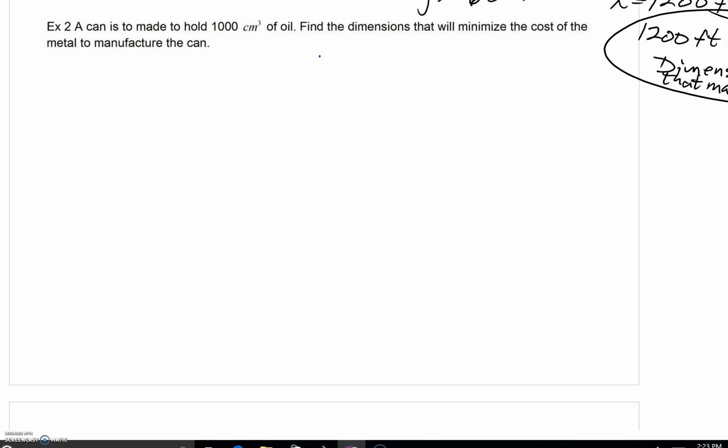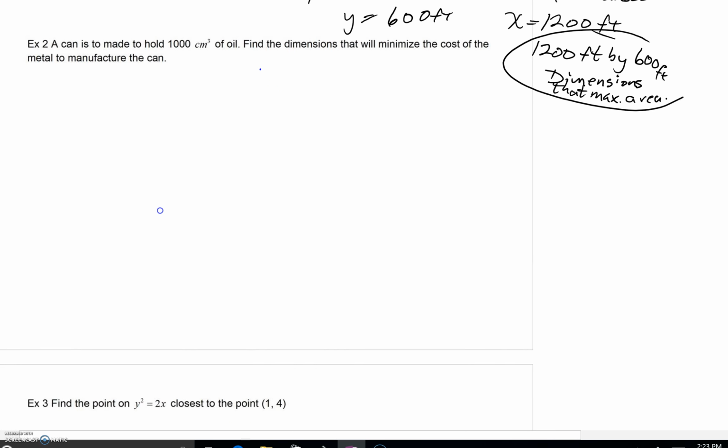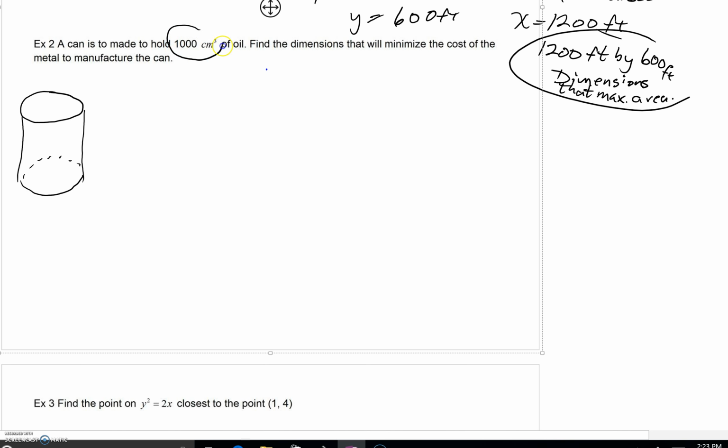Okay, look at number 2 here. We've got a can that is to be made to hold 1,000 cubic centimeters of oil. And if we were to draw a real quick picture, I think you can see that we've got a cylinder. And as soon as you read 1,000 cubic centimeters, from your days in geometry, I hope you're going to realize that that's what type of a measurement.